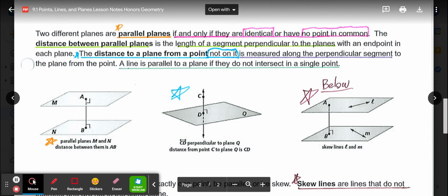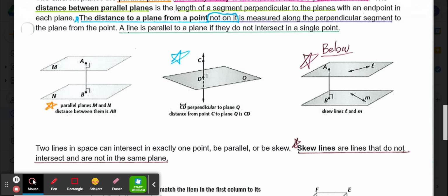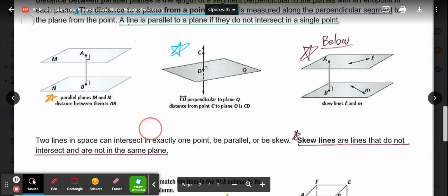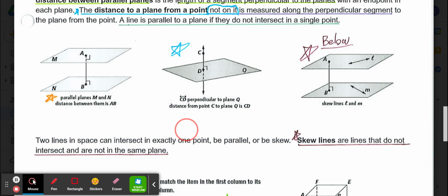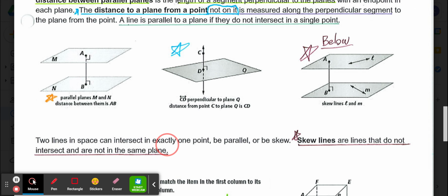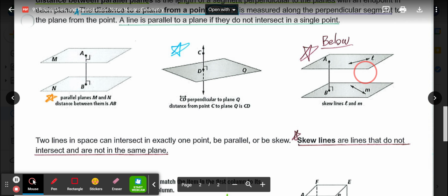And then we get into our final idea from these three images, which is the idea of skew lines. So it says two lines in space can intersect in exactly one point, be parallel, or be skew. Skew lines are lines that do not intersect and are not in the same plane. So if we look at the image here, line L is on our upper plane, M is on the lower plane. They never intersect, so they would be skew lines.